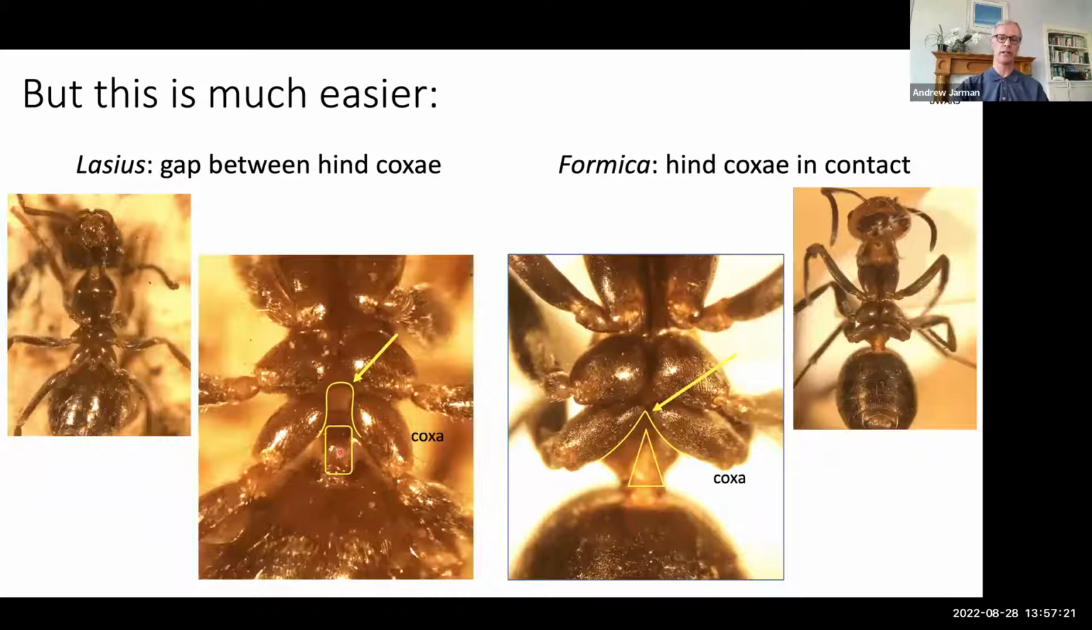ant, between its legs. In Formica, the coxae actually meet in the middle, and they form this inverted V-shaped gap instead, which is the same shape as the bottom of the petiole in that case. Again, the gaster fits in and locks into that shape when the gaster is moved underneath the body when the ant is being aggressive and is ready to squirt acid on prey or enemy. So this character is a lot easier to use than the spiracle character, but still you have to get quite close to the ant in order to be able to see this.